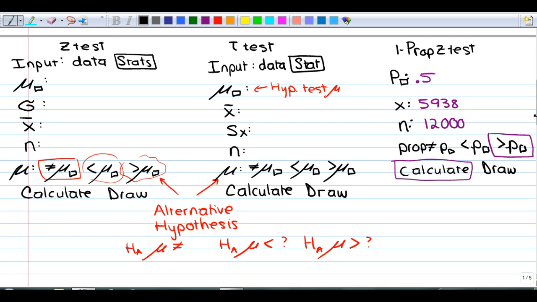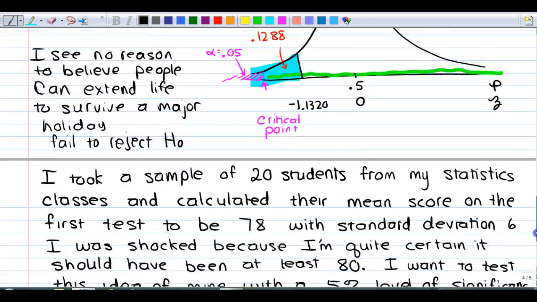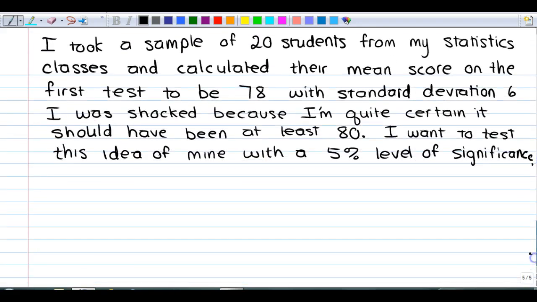This is what the menu looks like. So let's drop down past last video's work and try this sample. Let's say I took a sample of 20 students from my statistics classes and calculated their mean score on the first test to be 78 with a standard deviation of 6. I was shocked because I'm quite certain it should have been at least 80. I want to test this idea of mine with a 5% level of significance.